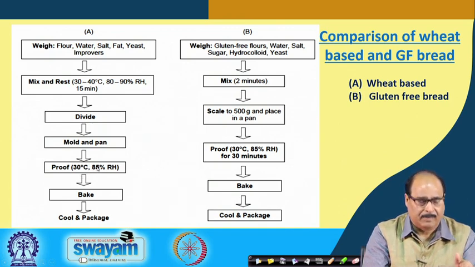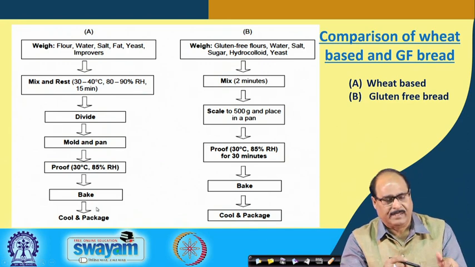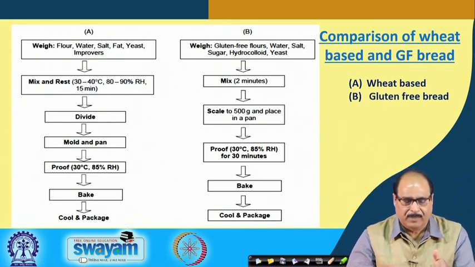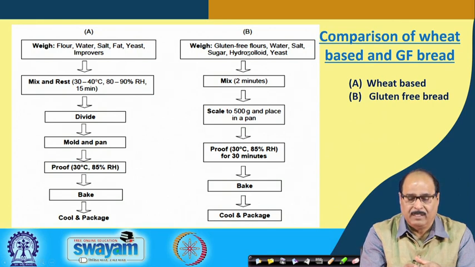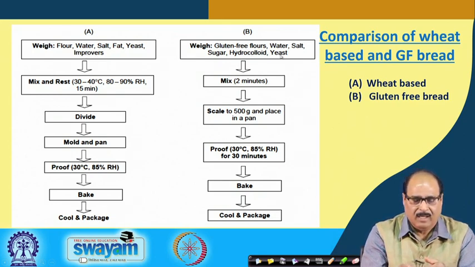That is second fermentation at 30 degrees Celsius, 85% relative humidity. And finally, it is baked at appropriate temperature and cooled and packaged. In the case of gluten-free bread preparation, the materials are taken as per the formulation, like gluten-free flour, rice flour, etc., water, salt, sugar, and hydrocolloids. There was improver, hydrocolloids and yeast.